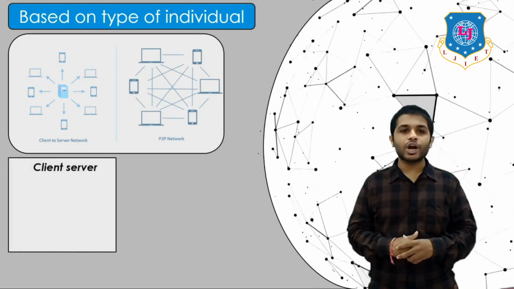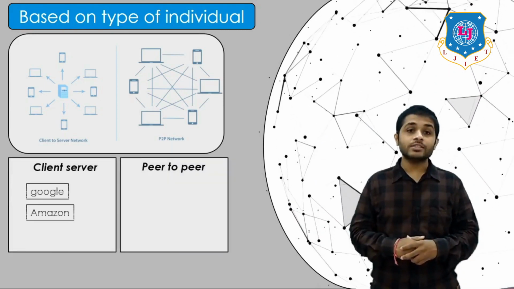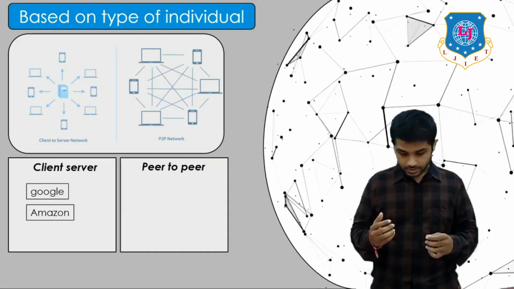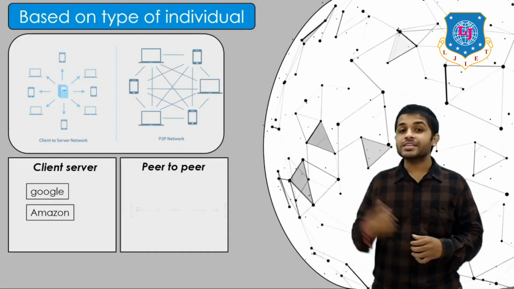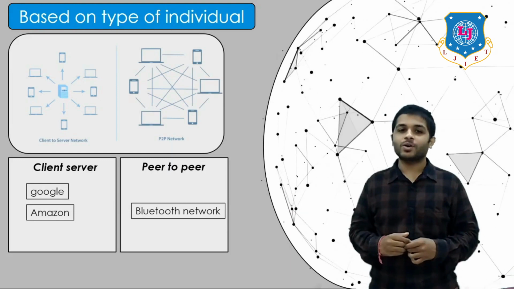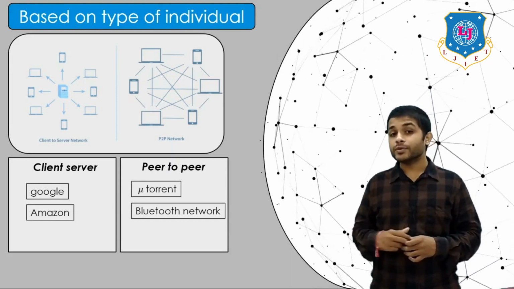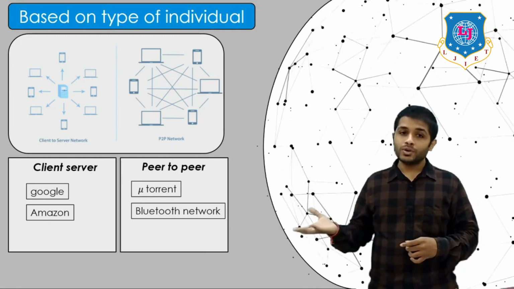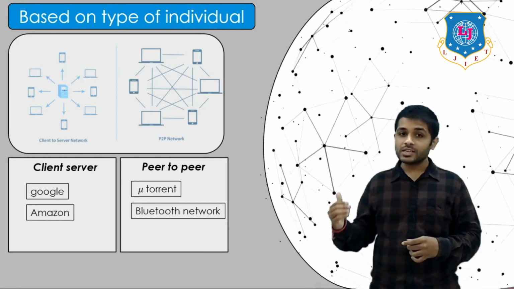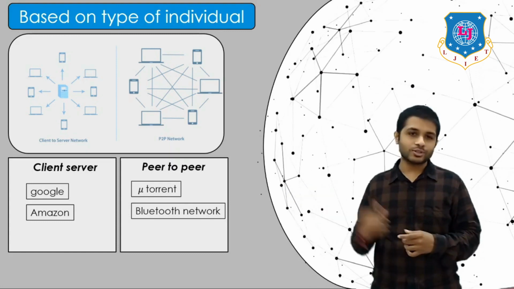The example of the client-server network is Google or Amazon. The example of a peer-to-peer network is Bluetooth network or uTorrent. When you download a movie from torrent, you don't know it, but in the background that movie is shared with other users also.